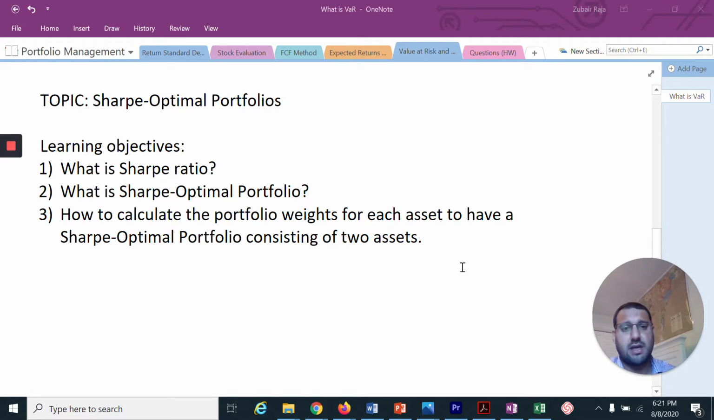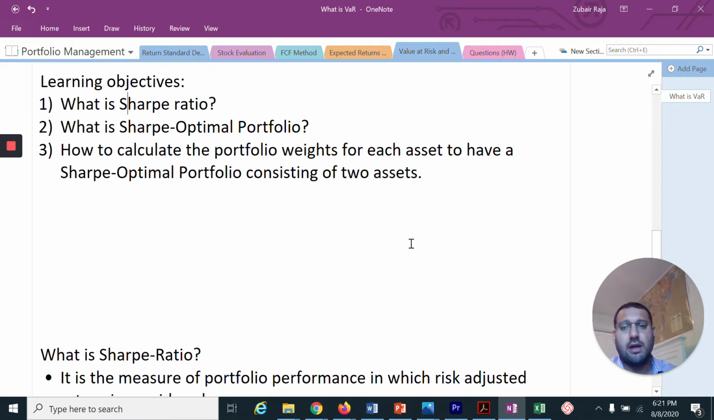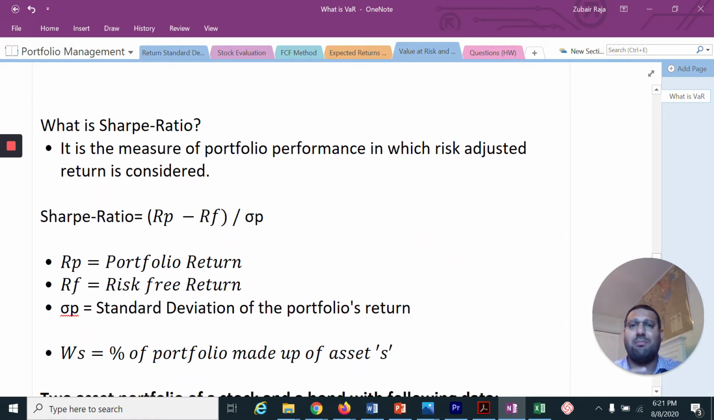This is the first thing which will come to our mind. So the Sharpe ratio is a measure of portfolio performance in which we consider the risk as well. Some investors are only looking at the raw return, but the raw return has limitations and it should not be the only thing considered for the purpose of investment. Apart from the raw return, the main thing is to consider the risk as well.